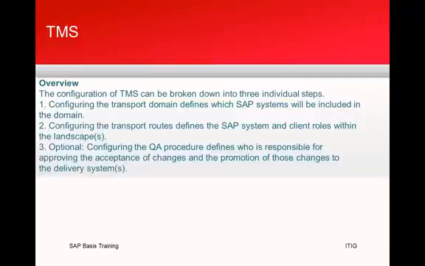Now TMS. The configuration of TMS, that is Transport Management System, can be broken into 3 individual steps. Step 1 is configuring the transport domain, which defines which systems will be included in the domain. Second is configuring the transport routes, which define the system and client roles within the landscape, and optionally configuring the QA procedure, which defines who is responsible for approving the acceptance of changes and the promotion of those changes to the delivery system.